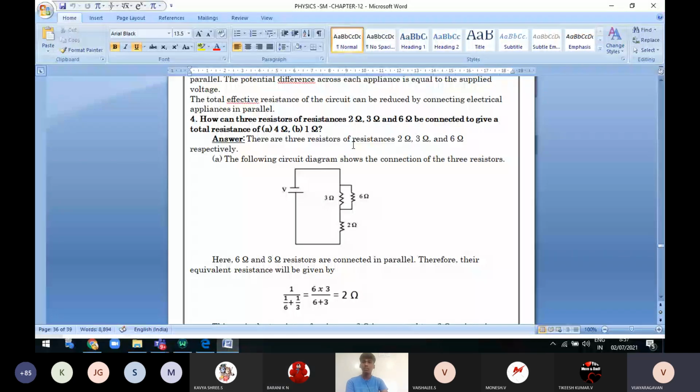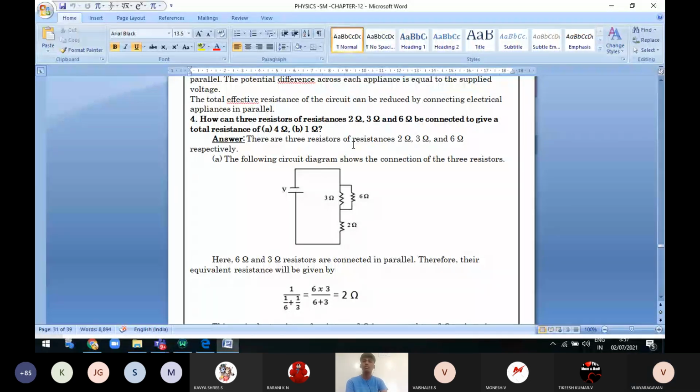So I am taking the 6 ohm resistor and 3 ohm resistor in parallel and the 2 ohm resistor in series. The diagram you can draw in any direction. So if I take these resistors, 1 by RP is equal to 1 by 3 plus 1 by 6. After taking the LCM, 6, I get 1 plus 2, that is 3 by 6, so RP is 6 by 3, which is 2 ohms.